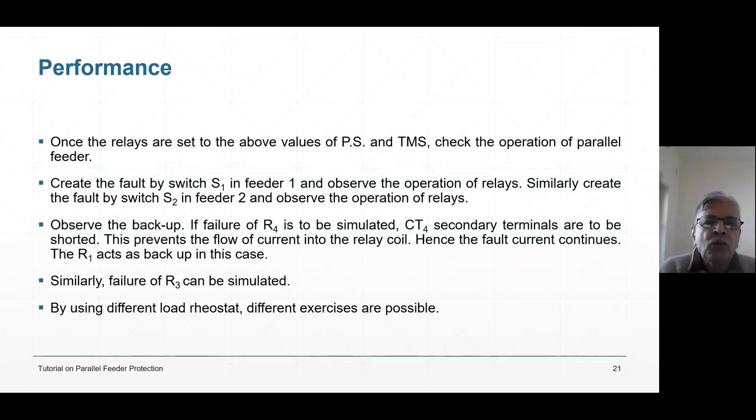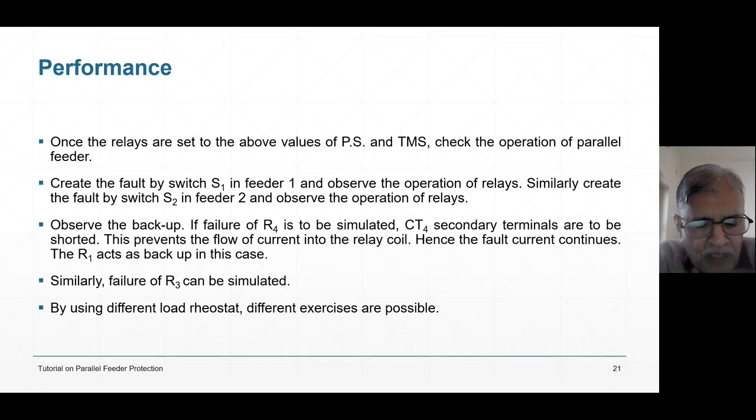So what will be the performance? Once the relays are set as per the settings, create the fault by switch S1 in feeder 1, and then see that relays R1 and R3 trip, the relevant breakers trip.